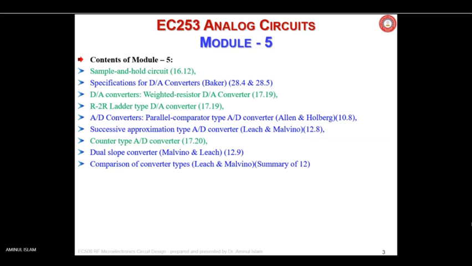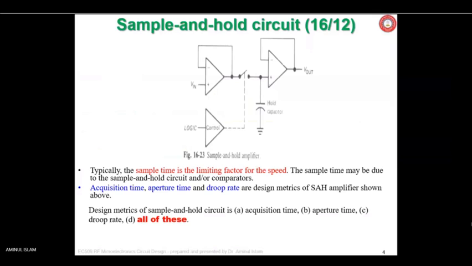So all those various types of ADC and DAC will be discussed in this module mainly. Okay, this is the sample and hold circuit. Should we start or stop here? What do you suggest?